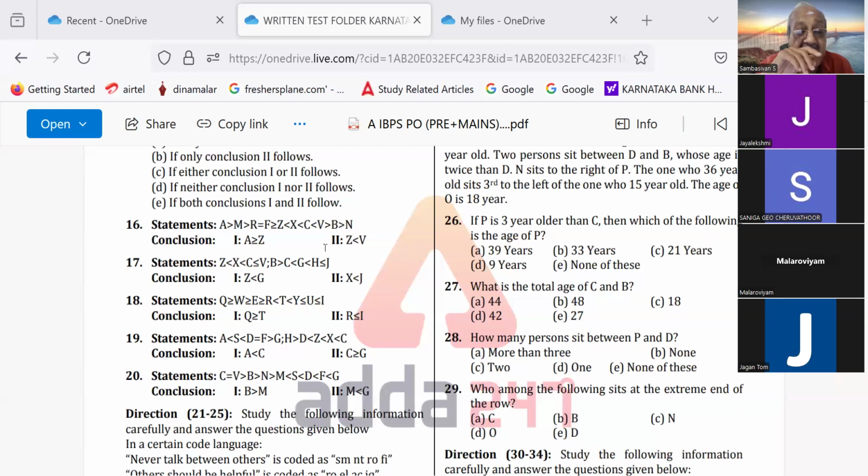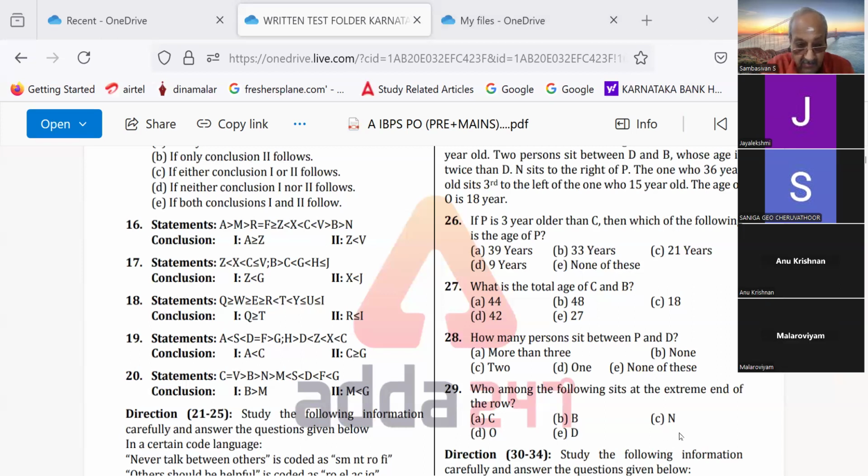The reason why the first one is not correct is, A is greater than R. That R only is equal to F. That is only greater than or equal to Z. It is not telling anything about A and Z. So for answer 16, one is not correct. Two only is correct. So the choice is B for Bombay. Please write down. Please see the other questions.